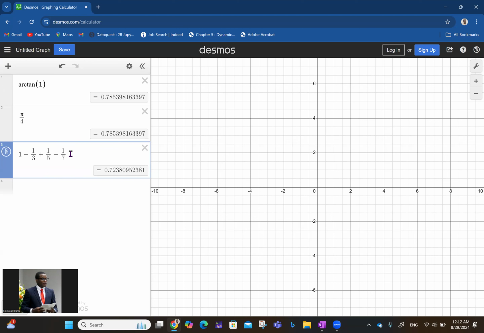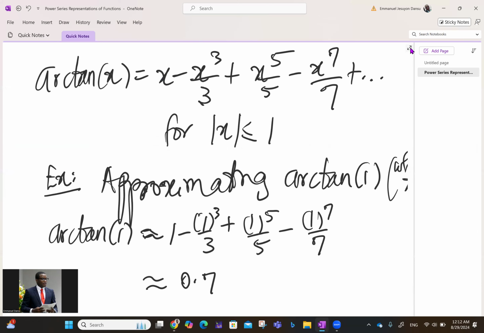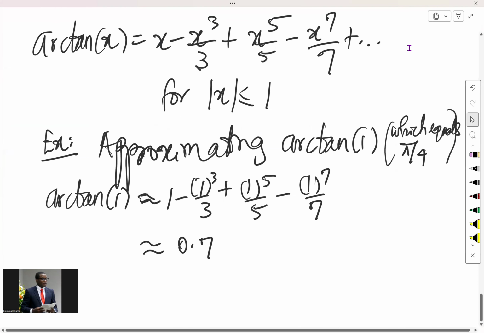So we can go on, the next thing is plus 1 over 9. So, okay, I think it's closer, and then minus 1 divided by 11, and it keeps going like that. The more terms you have, the closer it gets to the result. Okay, so that's about the arctangent function.